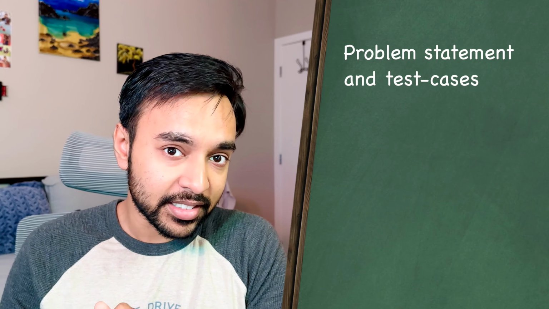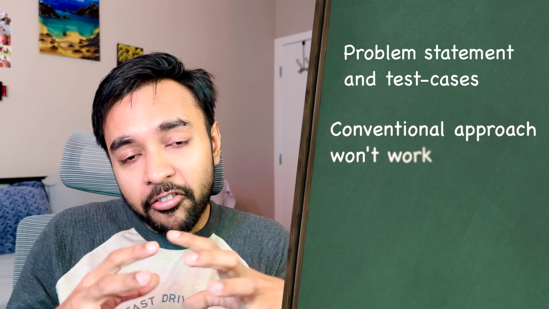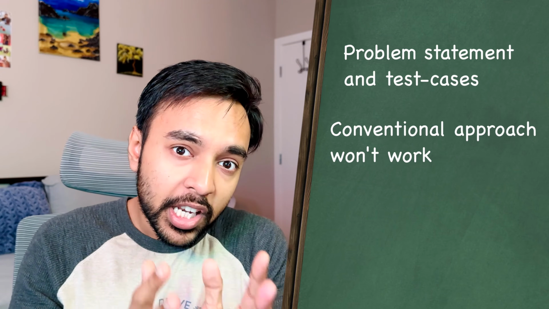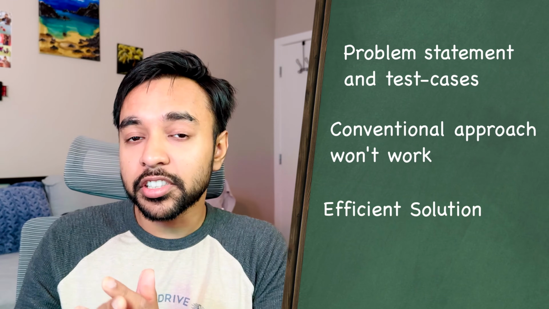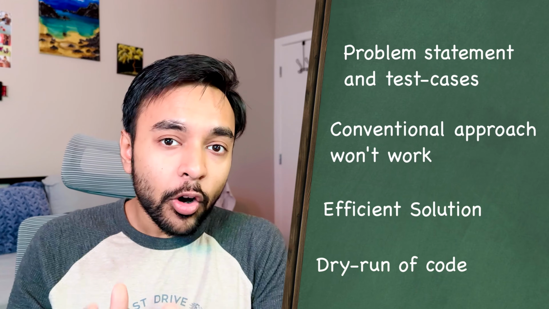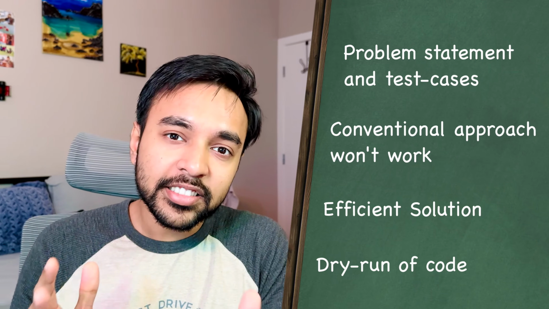First, I will explain the problem statement and we will look at some sample test cases. Next, we are going to see why a conventional approach will not work for this question and how you need to take into account different kinds of tree traversals to arrive at an efficient solution. And then, as usual, we will also do a dry run of the code so that you can understand and visualize how all of this actually works in action. Without further ado, let's get started.